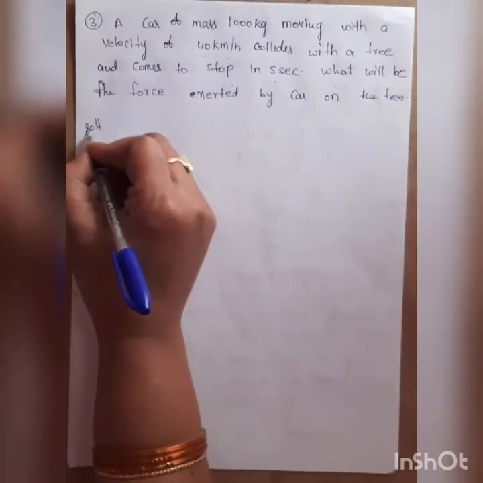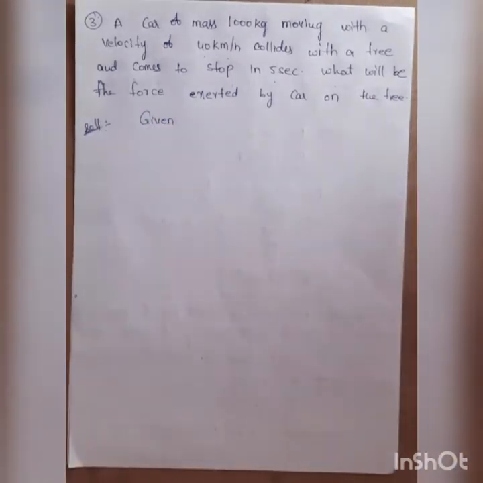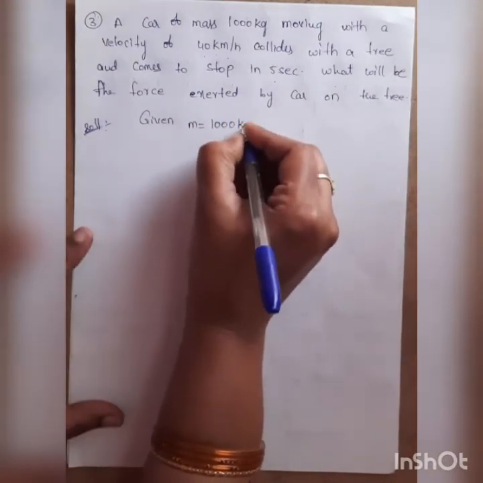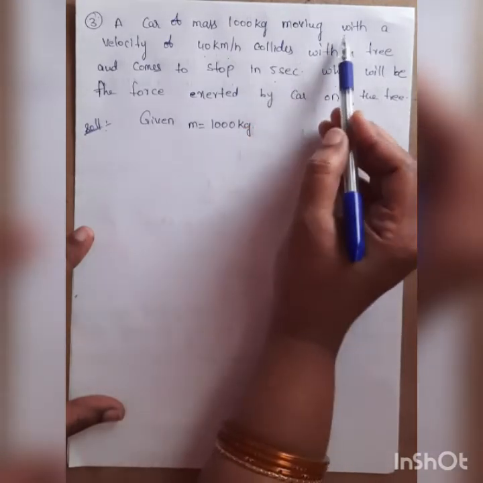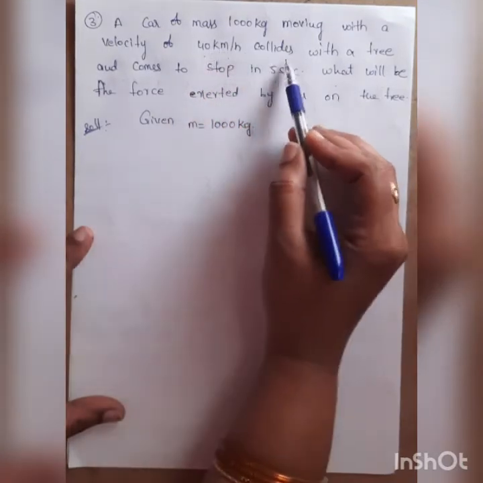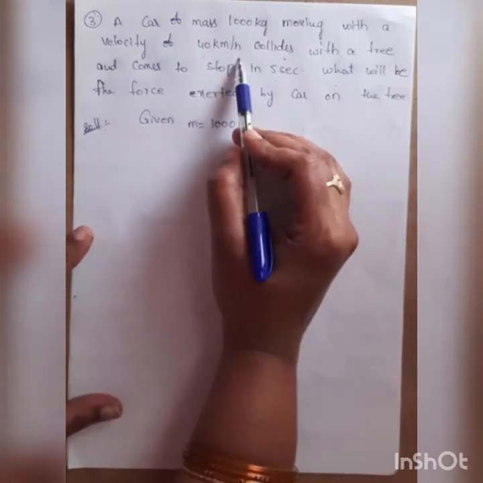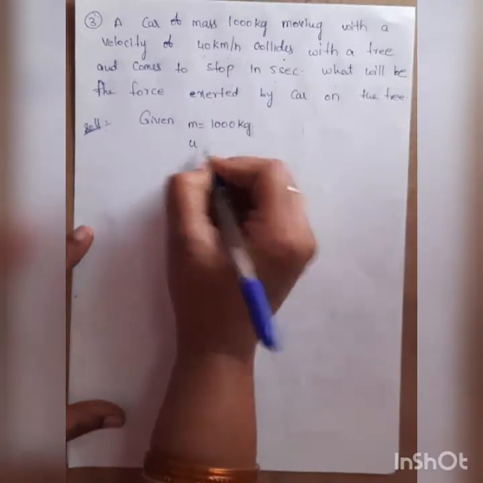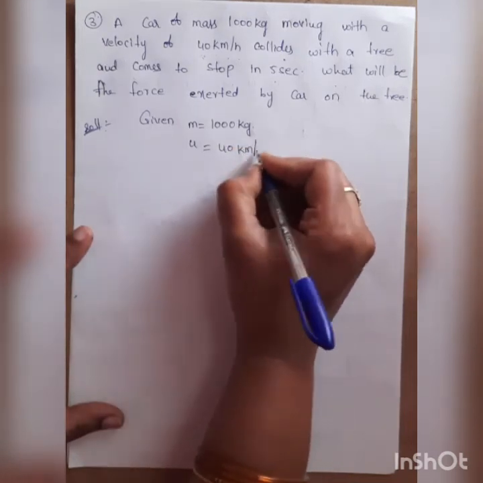So what is the given data? Given the mass of the car, m is equal to 1000 kgs, and moving with a velocity of 40 km per hour. Before colliding, 40 km per hour. That means the initial velocity of the car is 40 km per hour. So initial velocity, denoted with u, is equal to 40 km per hour.